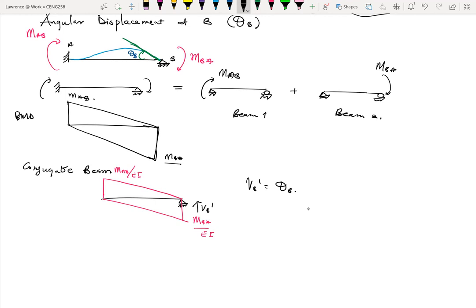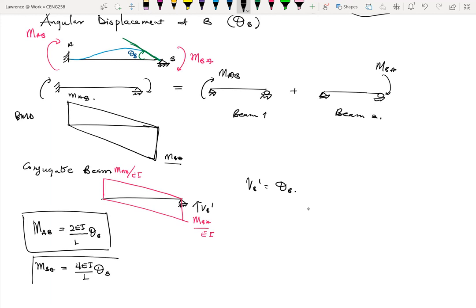If we do it that way, in this case our MAB will be equal to 2EI over L theta B. Then our MBA will be equal to 4EI over L theta B, if you want to solve them.